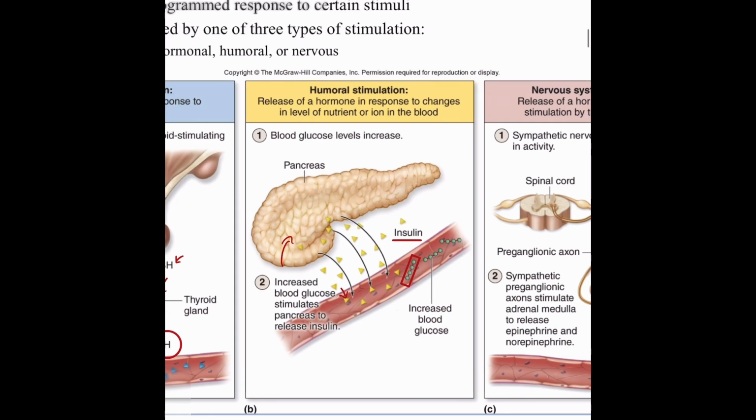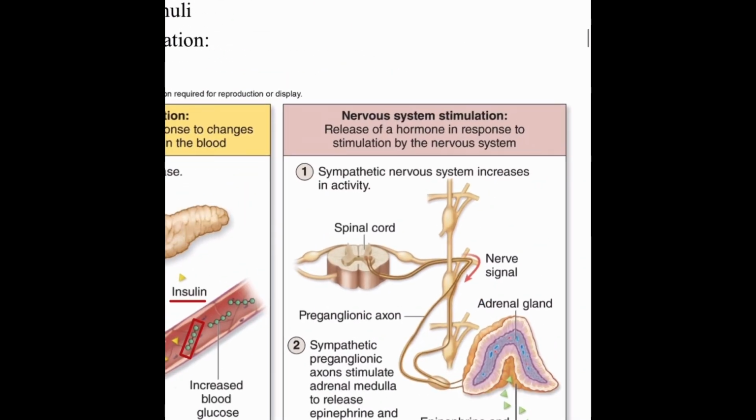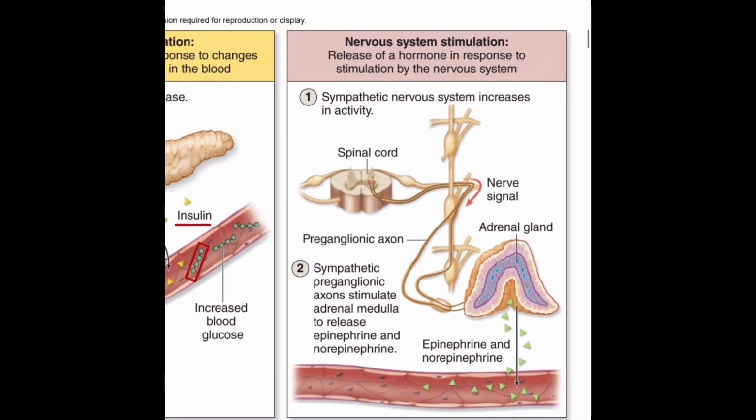And then we have nervous system stimulation. Some endocrine glands are innervated, so they will be stimulated by nerve cells, right? Here we have the adrenal gland, and I believe the adrenal medulla then releases epinephrine and norepinephrine. And as we know, epinephrine is fight or flight, and norepinephrine is rest and digest.